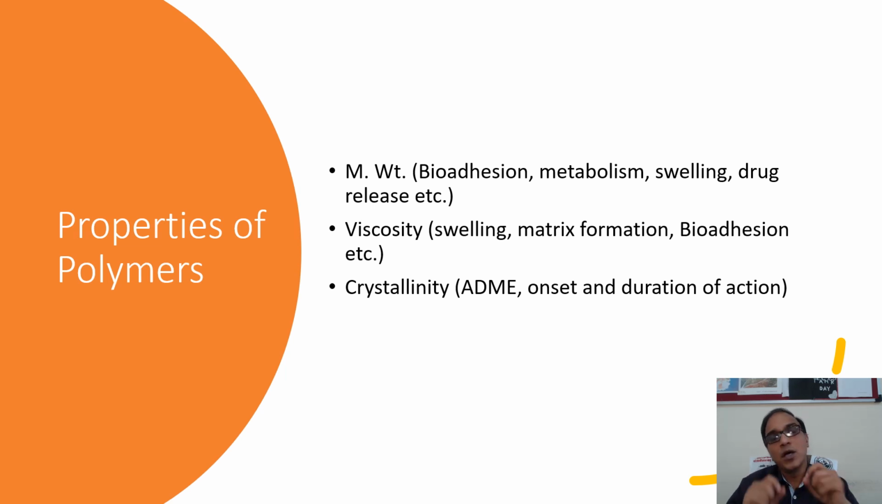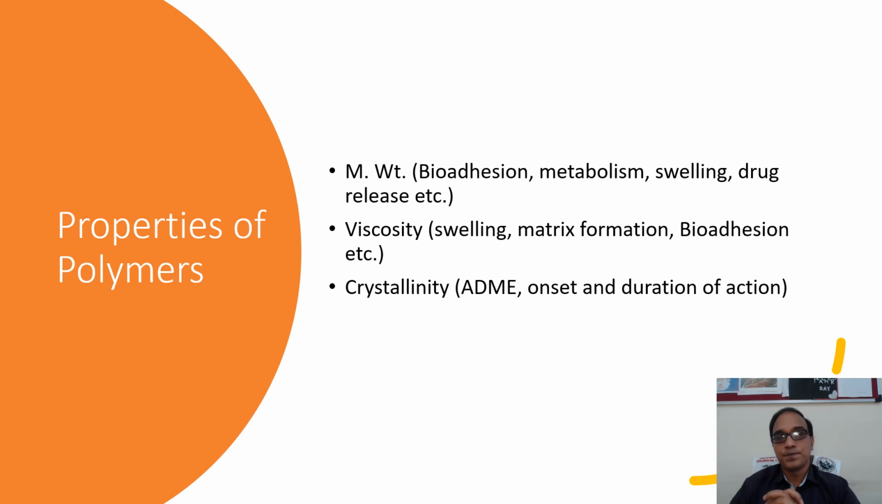Why molecular weight? Because molecular weight governs so many properties. Number one, the bioadhesion. In general, higher the molecular weight, higher is the bioadhesion or mucoadhesion, especially when you are going for the mucoadhesive or bioadhesive drug delivery systems. Can you have the example of this thing? PVP K30, K70, K90. You know the average molecular weight of K90 is maximum, K70 is in between, and K30 is having only 40,000 Dalton. So K70 having the higher molecular weight shows the higher bioadhesion. In the same way, Carbopol 934, 971, 974 with higher molecular weight shows the higher bioadhesion.